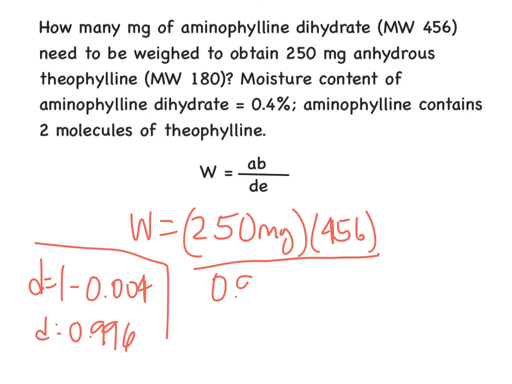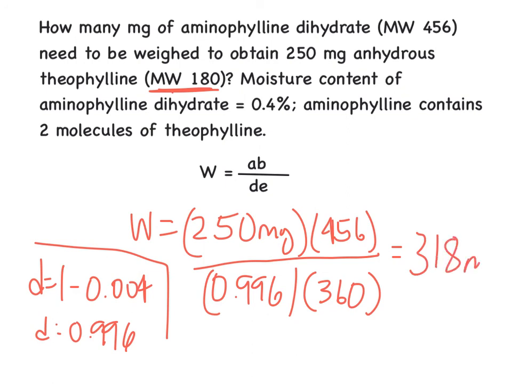So 0.996, and that's multiplied by the molecular weight of our drug moiety, and that's going to be 360 because we have 2 molecules of theophylline present in the aminophylline. So if we go ahead and plug all that into our calculator, we come up with a weight of 318 milligrams. So that wraps up our active drug moiety calculations.